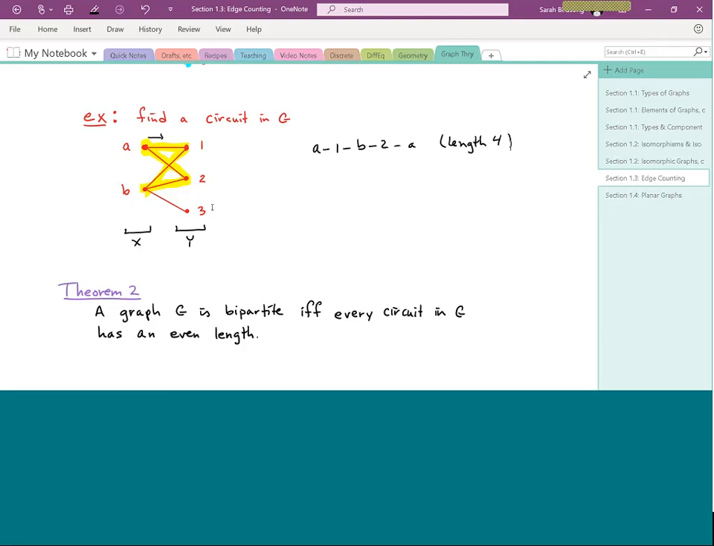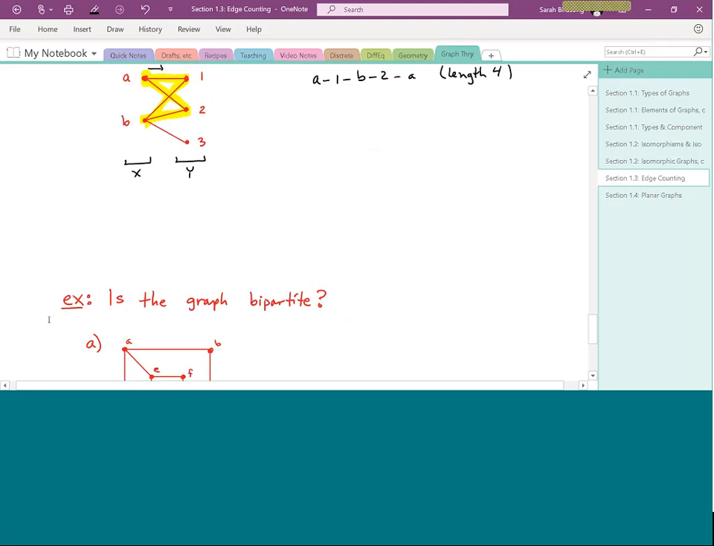What do you guys think? If you found a circuit of, say, length 3, immediately you would know what? Exactly. You would immediately know that it's not a bipartite graph, and that's how this theorem is actually used a lot. So it's a way to show that something's not bipartite, but it can be used in either direction.